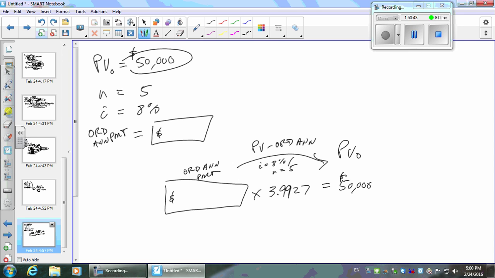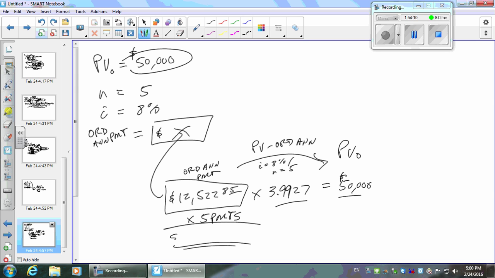So all you got to do is divide the 3.9927 into the 50,000 and you know what the payments would be. How much is that? Yeah. Got it. And that's that number right there. Okay? We got our answer, don't we? Everybody good? But remember, that's 5 payments. So what's the total here? 12,522.85 times 5.